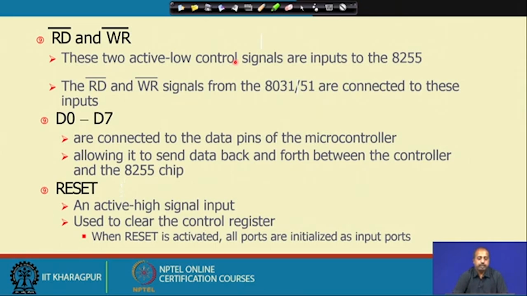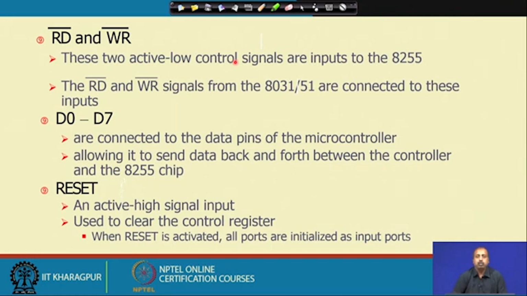Then we have got these read bar and write bar lines. These are 2 active low signals that are used as inputs to the 8255. They may come from the 8031 or 8051, and they may be connected to those inputs. Then we have D0 to D7. These are data pins that we can connect to the microcontroller. So, you can send a data packet to the 8255, or you can get the data packet back from it.